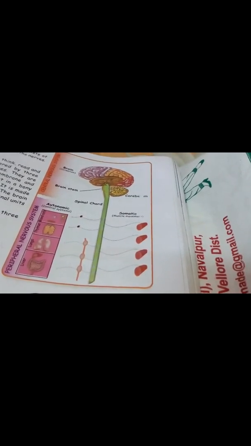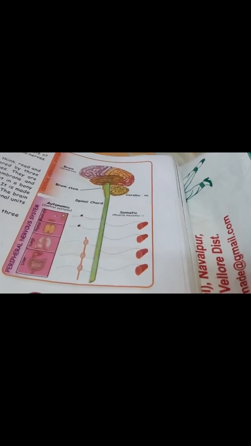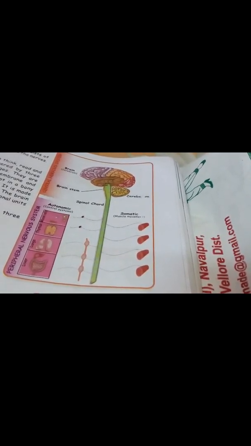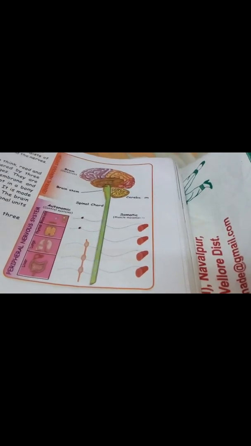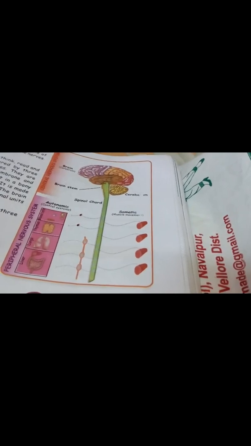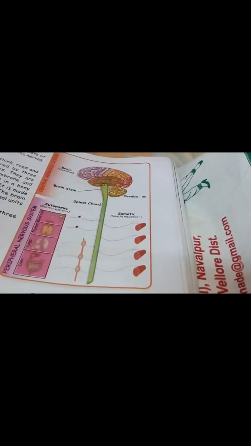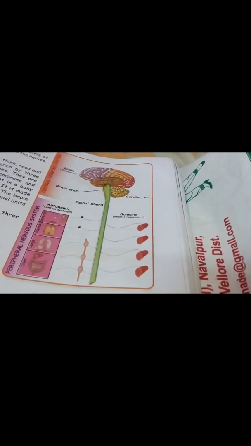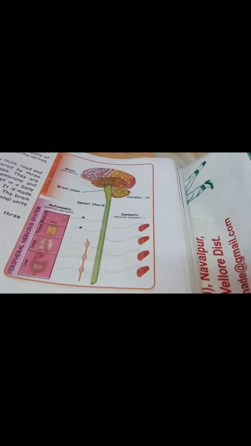Human brain is divided into 3 major parts. First one is cerebrum. Second one is cerebellum. And third one is medulla oblongata. What are the 3 main parts? Cerebrum, cerebellum, and medulla oblongata.